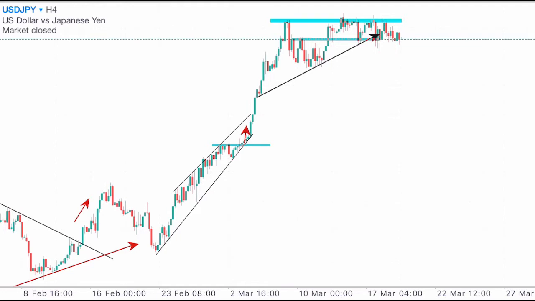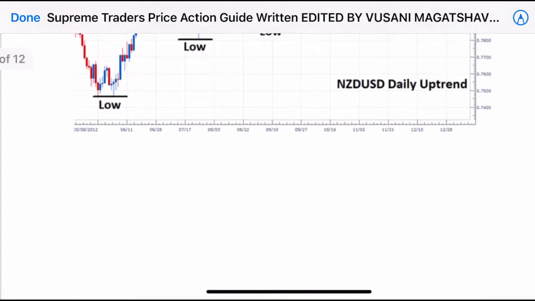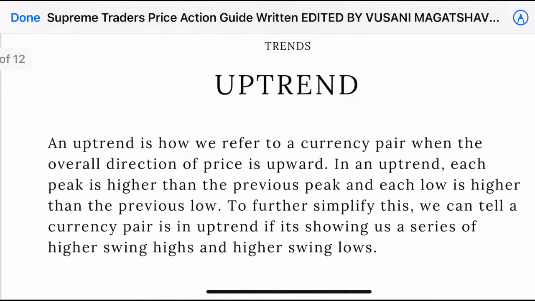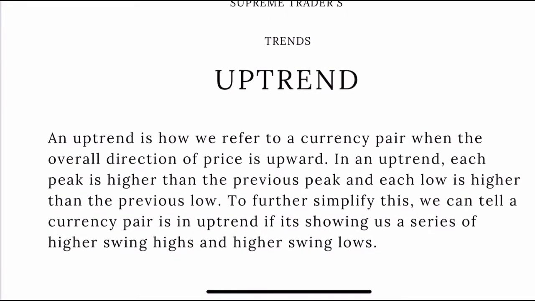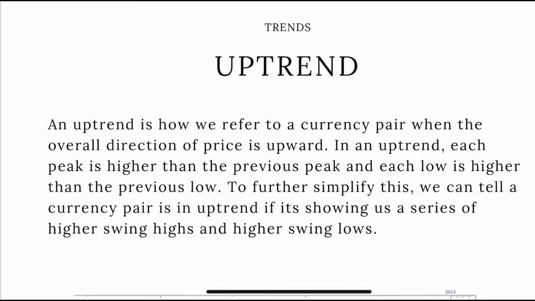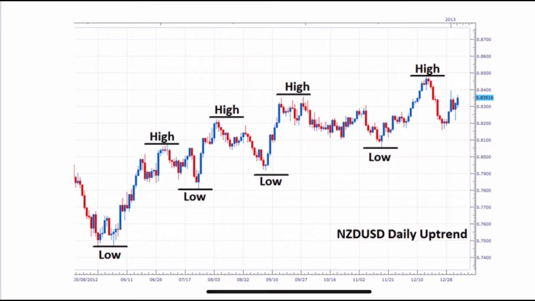As you guys know, I've sent you a PDF with the Supreme Traders Price Action Guide. This explanation is on page 7 of the Price Action Guide, where we talk about uptrends. In this guide, we've established that an uptrend is how we refer to a currency pair when the overall direction of price is upward. Basically, each peak is higher than the previous peak. When you talk about peaks, you're talking about the turning points of the market, either at the top or at the bottom.